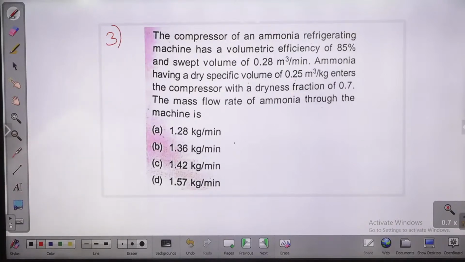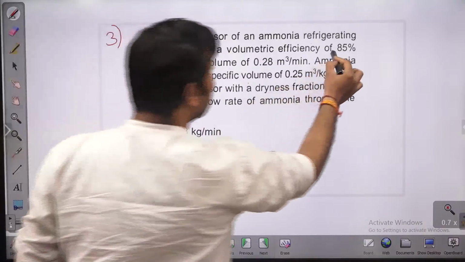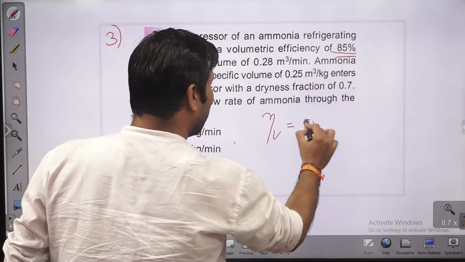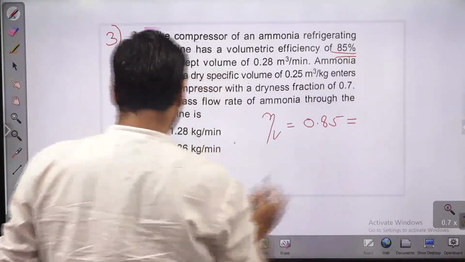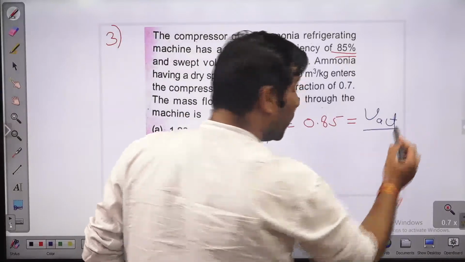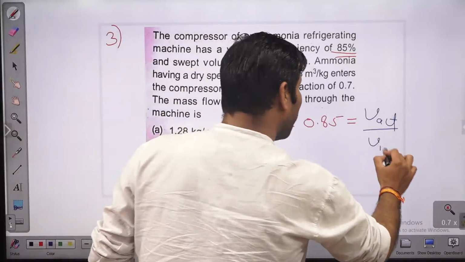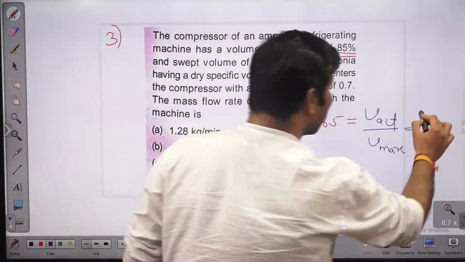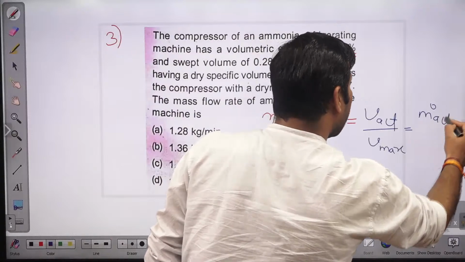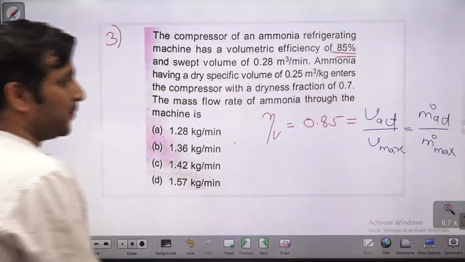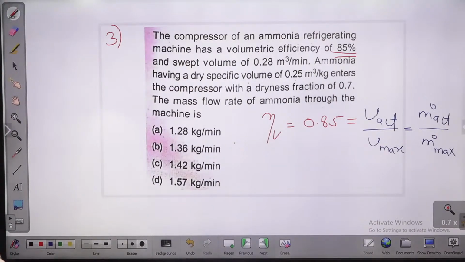The compressor of an ammonia refrigerating machine has a volumetric efficiency of 85%. So the volumetric efficiency of the compressor is 85%. And what is volumetric efficiency, guys? It is nothing but actual volume entering the compressor divided by maximum volume intake, or you can write it as actual mass flow rate entering divided by maximum mass flow rate entering. Actual mass flow rate divided by maximum mass flow rate.